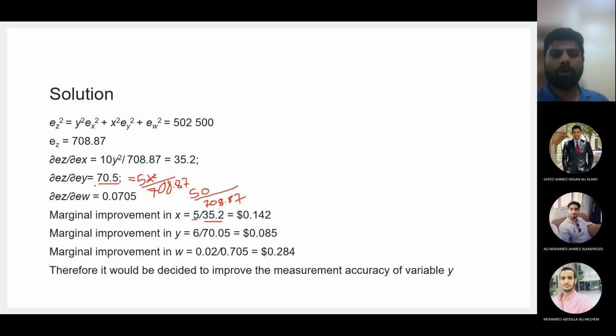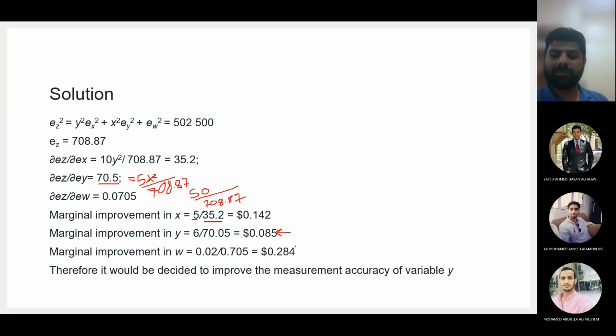The largest error is caused because of y, and if you look at the costs, the least cost is also because of y. So if I focus on y, then I can improve the accuracy more than other variables, and it will cost me less than other variables. So it's a win-win situation. You are improving error more and the cost is the least.